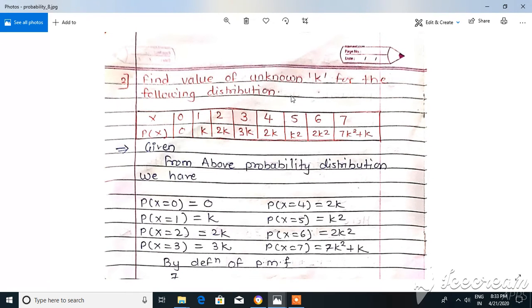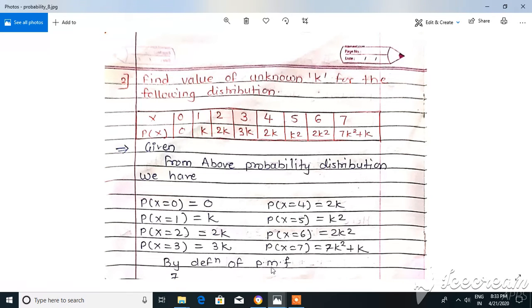Now the second problem for finding the value of k: find the value of unknown k for the following distribution. So they have given us this PMF with x and the corresponding p of x. These are the values of x and these are their corresponding probabilities. So from the above distribution I wrote here p of x equal to 0 is 0. For x equal to 1 it's k, probability of x equal to 2 is 2k, probability of x equal to 3 is 3k, and so on.